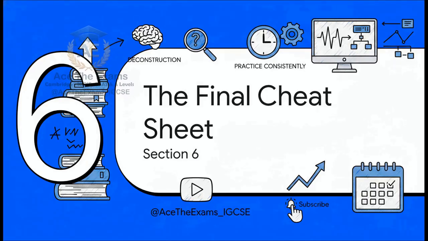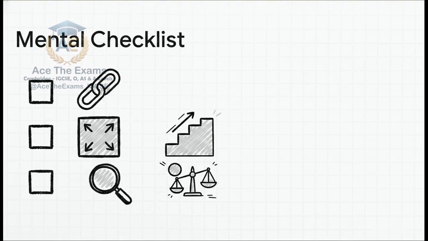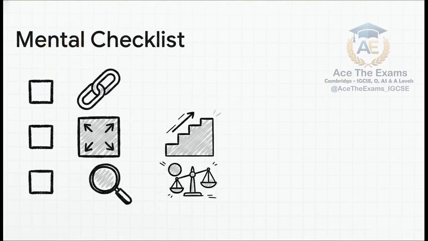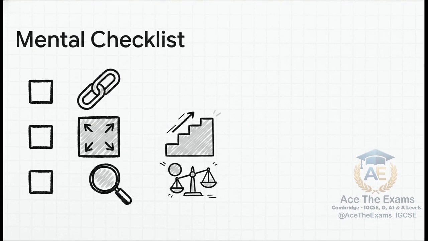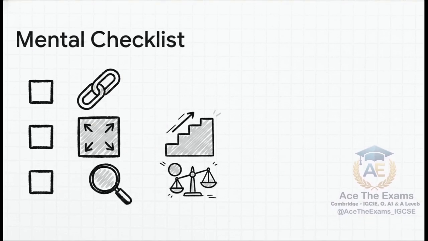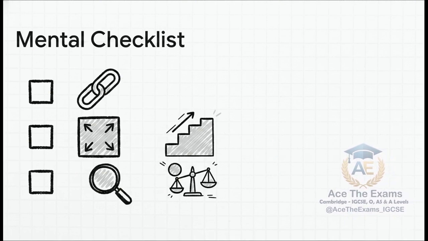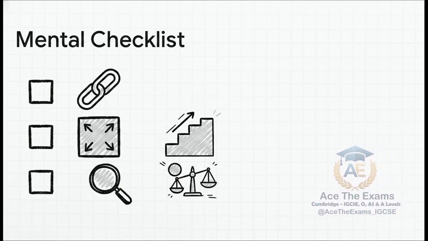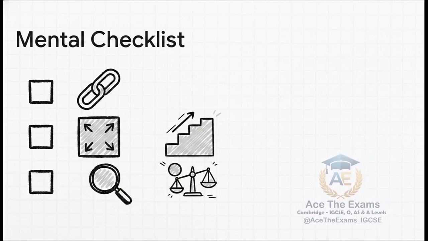Section 6. The final cheat sheet. All right, we have deconstructed the exam, we've decoded the examiner's mindset, and we've built a bulletproof procedural framework. Let's bring it all together. Here is your final mental checklist. I want you to run through this for every single sound representation question you ever face. First, specific contextual links. Never write a generic answer. Always tie your technical knowledge back to the scenario in the prompt.